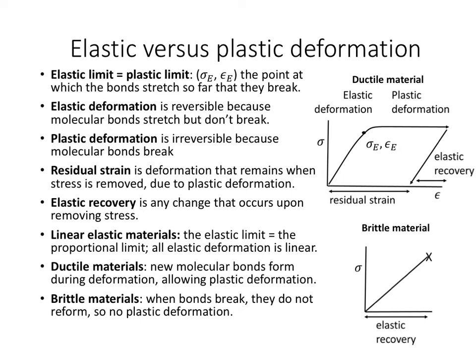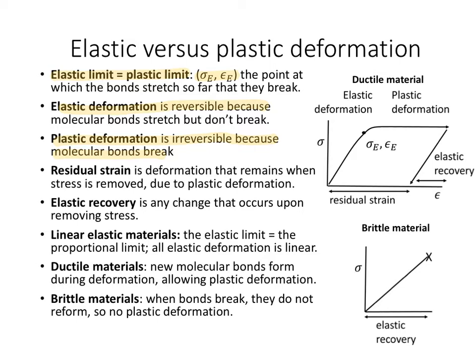We refer to elastic deformation as deformation that's reversible. This occurs because molecular bonds stretch but don't break. Whereas plastic deformation is irreversible because the molecular bonds break. And because of this, we use the words elastic limit or plastic limit, which we might call sigma sub E for elastic, or epsilon sub E, as the point where it switches from linear, that is elastic, to plastic, the point at which the bonds stretch so far that they break.